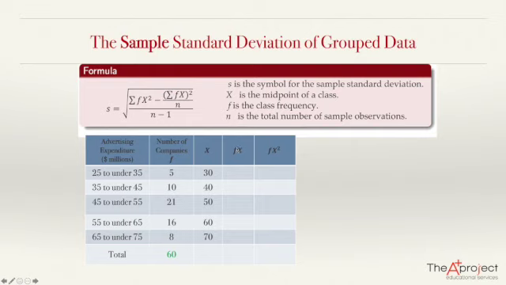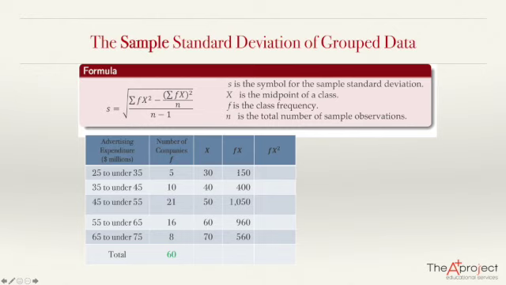Now multiply the frequency times the midpoint. So this frequency times the midpoint: 5 times 30, I get in my calculator 150. 10 times 40, I get 400. 21 times 50, I get 1050. 16 times 60, use your calculator, please, so you get 960. And 8 times 70, you get 560.